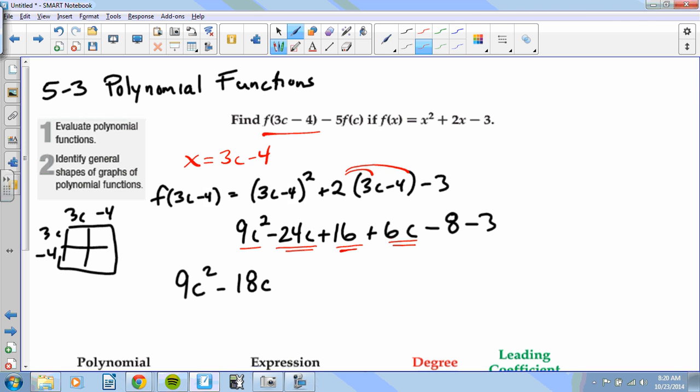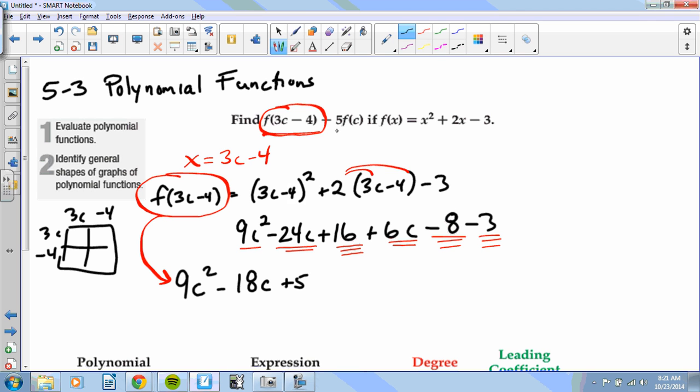Then I have my constants. 16, negative 8, negative 3. So if I do 16 minus 8 minus 3, I'm going to get a positive 5. So that's this first part. So f of 3c minus 4 is this. All right, so that's what this part is up here.